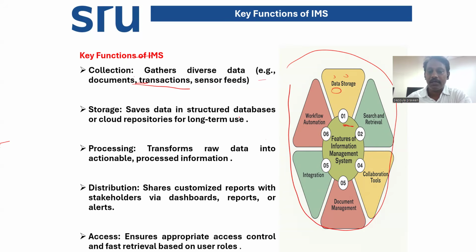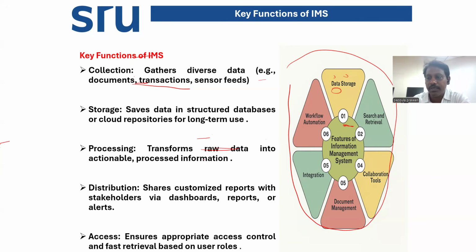Processing: how to process the data? It transforms raw data into actionable, processed information. We know about the raw data here. Raw data is called metadata. This data is converted to information, like actionable data, our processed information. Next, distribution.